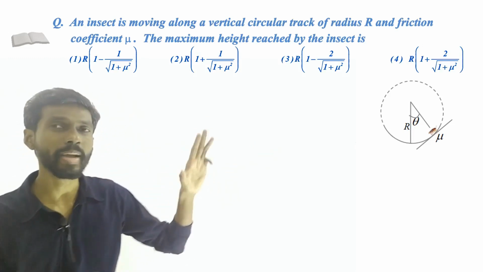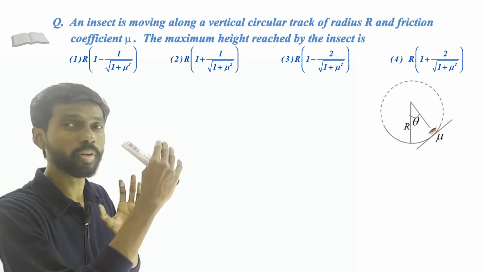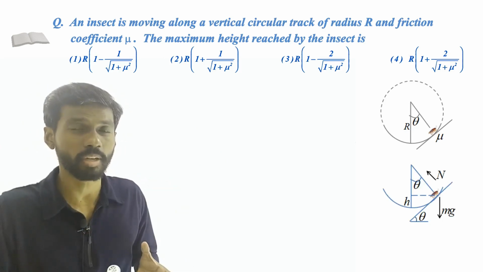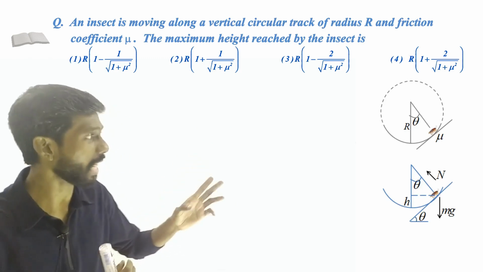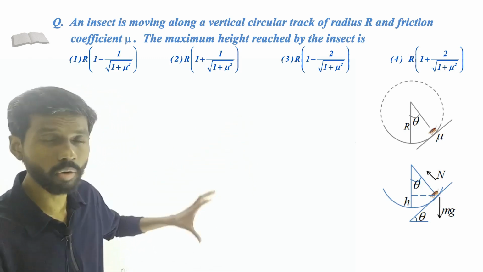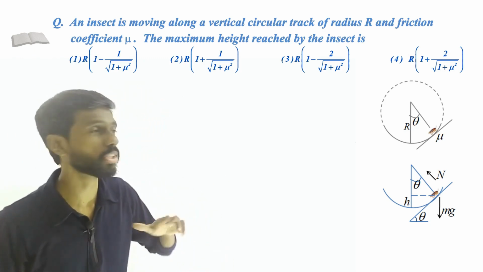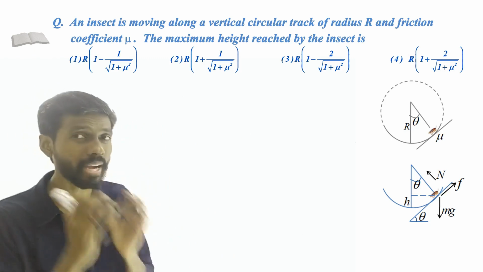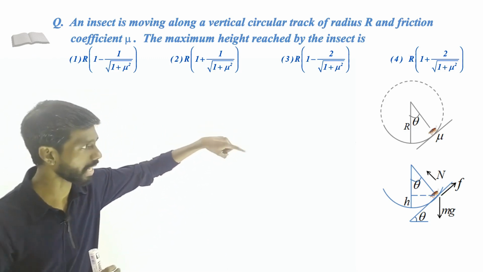When it reaches the maximum height, at that point the downward force balances the upward force. What is the downward force? That is the component of the gravitational force. The gravitational force is acting in the downward direction. That will make this object fall down, but that is prevented by the frictional force only. The frictional force is what makes it move in the upward direction. So these two forces balance at that point. Now take this angle to be theta.